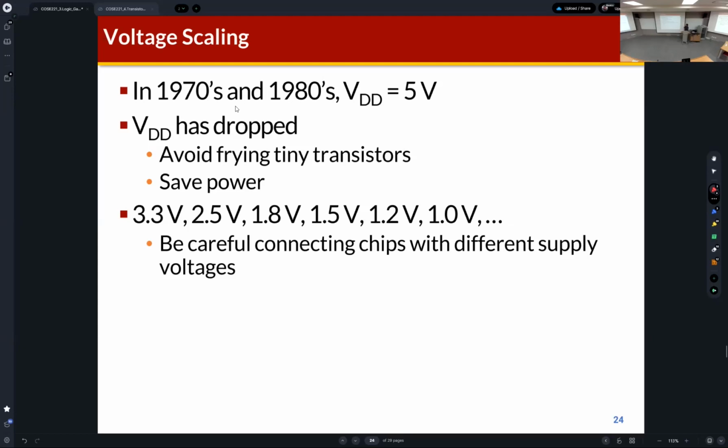In the 1970s and 1980s, the VDD was 5 volts. And recently, the modern CPUs use 1.0 volt as the supply voltage, which means that the supply voltage has decreased continuously. Okay.